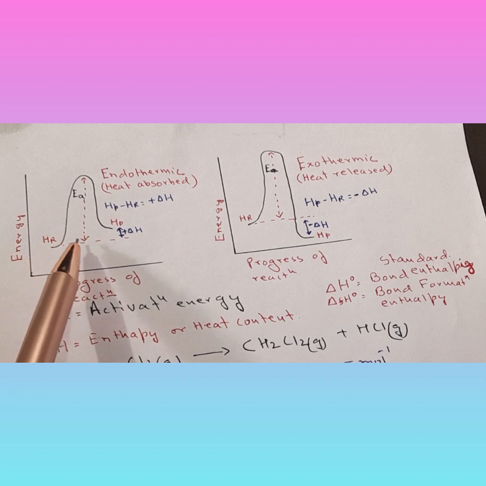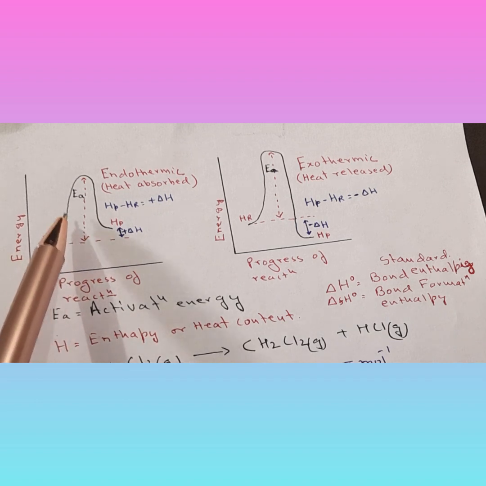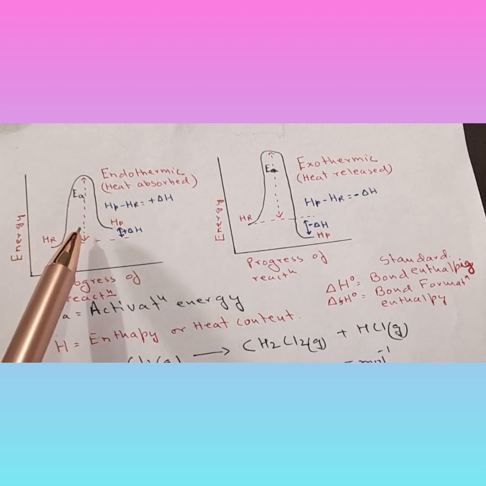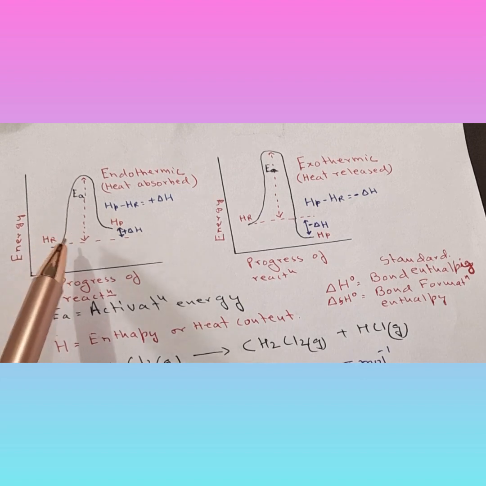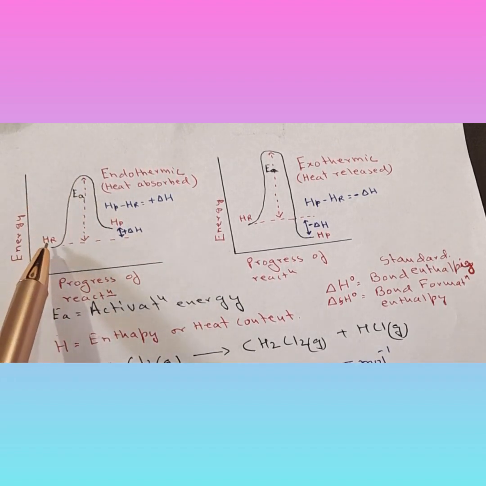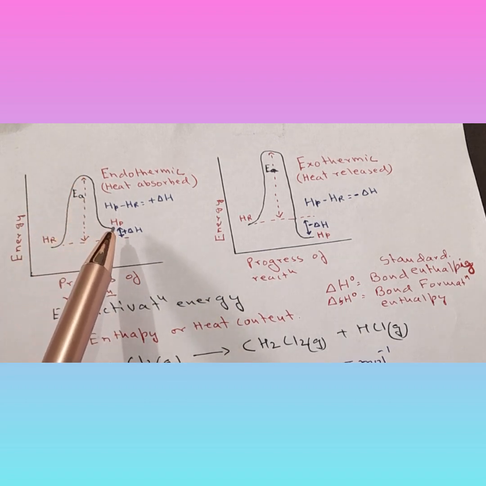Now this is the enthalpy of reactant. If I draw a line from here, this is known as the activation energy. So from here to here is the activation energy. So for a reaction to occur, you require activation energy.